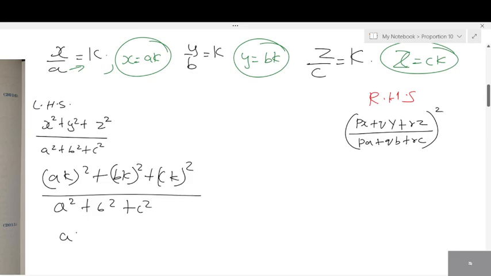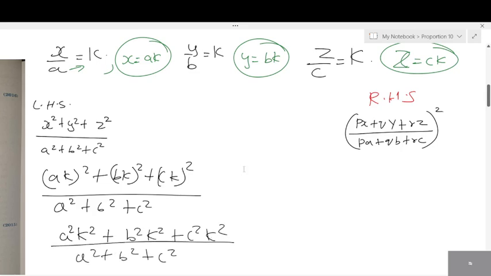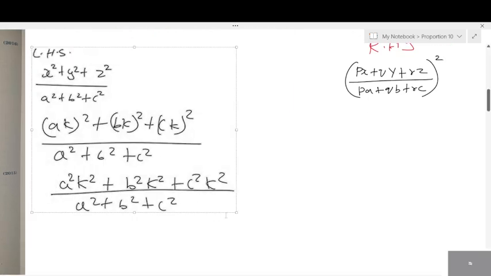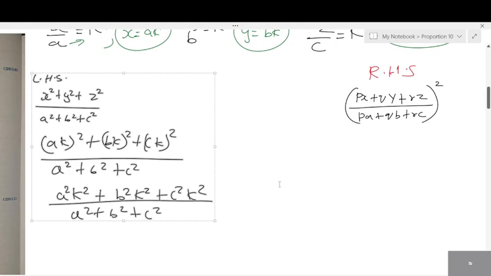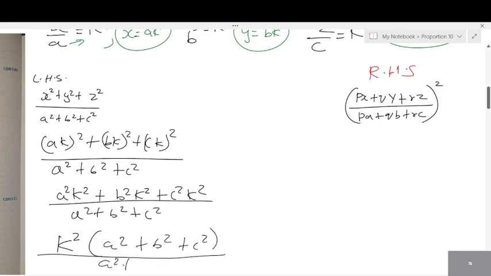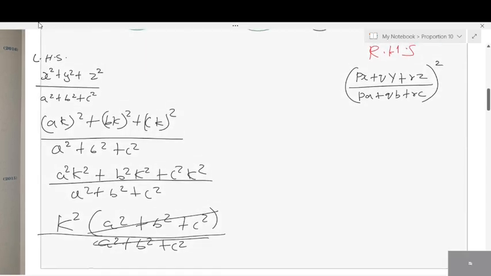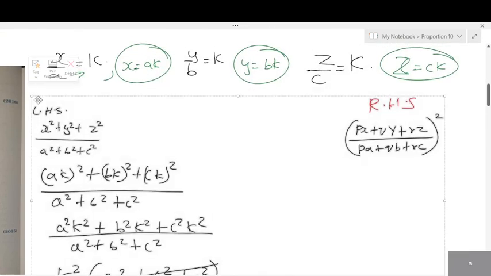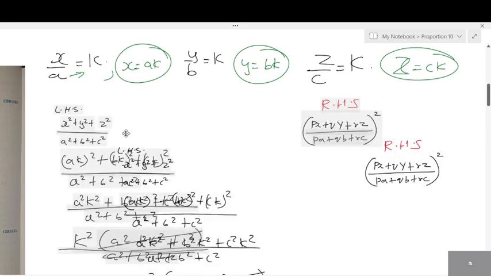Unmute and answer, students. When you open the bracket, A square K square, B square K square, C square K square divided by A square plus B square plus C square. Next, what is common in the numerator? K square is common. If you take K square, what do you get? A square plus B square plus C square, denominator. The left hand side, everything. As I told you, common value. Substitute common. That's the only thing you have to do, students.